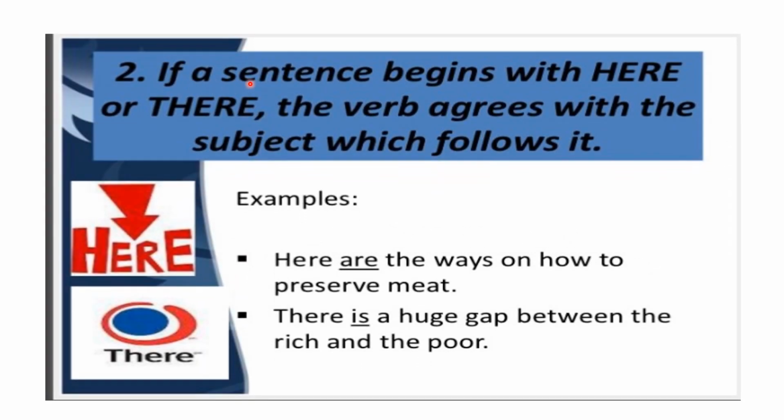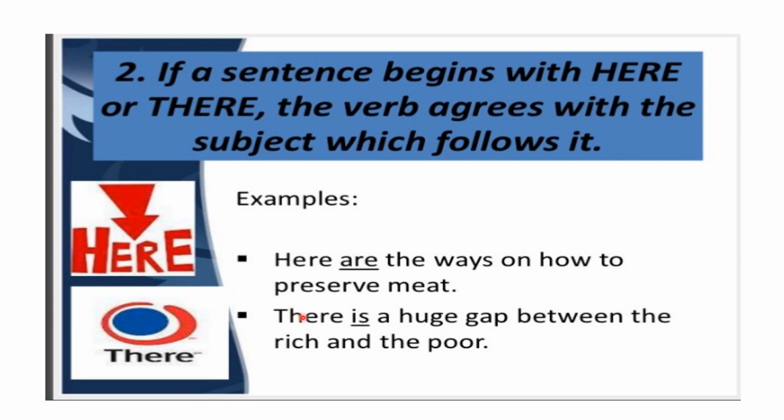Second rule: if a sentence begins with here or there, the verb agrees with the subject which follows it. Look at the following example and let's understand this rule. Here are the ways on how to preserve meat. So when there is here, you will use the verb which agrees with the subject which follows it. So the ways are. This is a plural verb. It is plural here, ways. So you will use a plural verb.